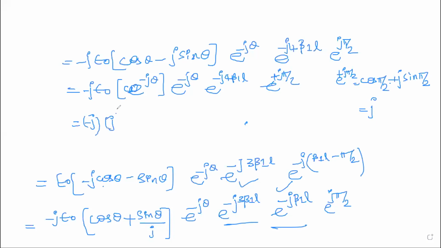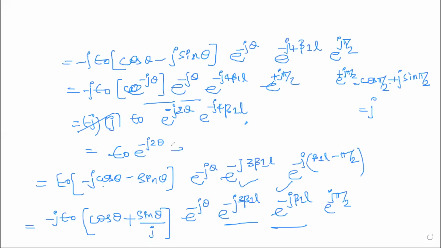There is one more j, e naught, e to the power this you can combine and write j 2 theta, e to the power minus j 4 beta 1 L. So both you can cancel. So you'll be getting e naught, e to the power minus j 2 theta, e to the power minus j 4 beta 1 L. So this will be the final equation of E6. Any confusions?